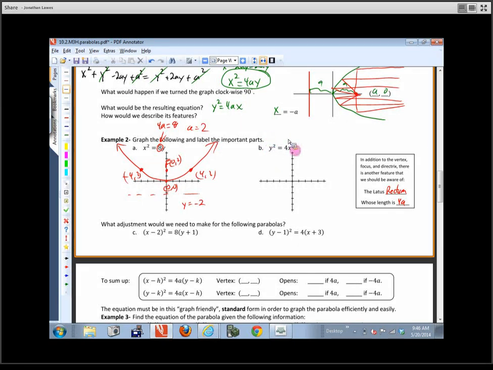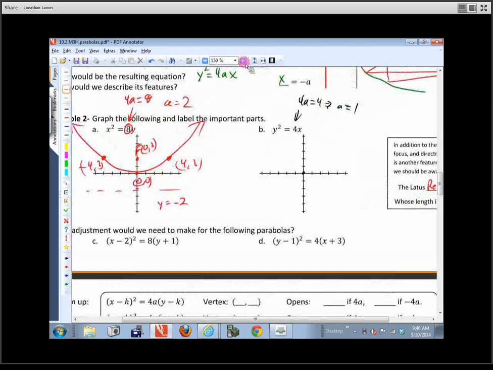Definitely a parabola. Vertex at the origin. Which way does it open? Okay, opens right. So this right here is 4a. That's the length of the latus rectum. But if 4a is the same as 4, then that means a is equal to 1.